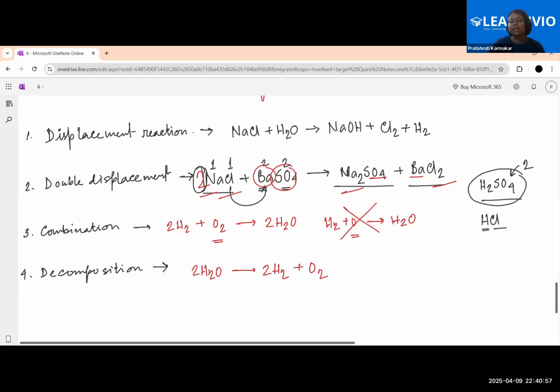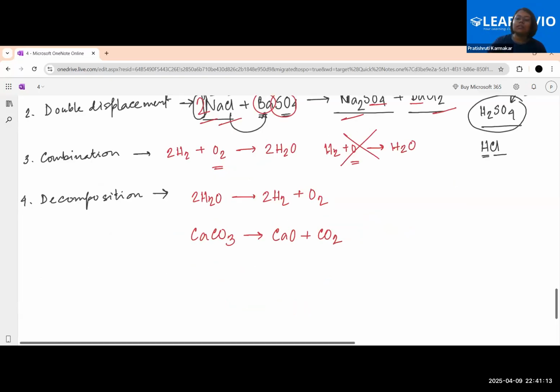A very easy and very important example for this is calcium carbonate. It will give us calcium oxide and carbon dioxide. Write this down. These are very important. You have written all this down, right? So this is a very important reaction. Calcium carbonate breaks down into calcium oxide plus carbon dioxide.